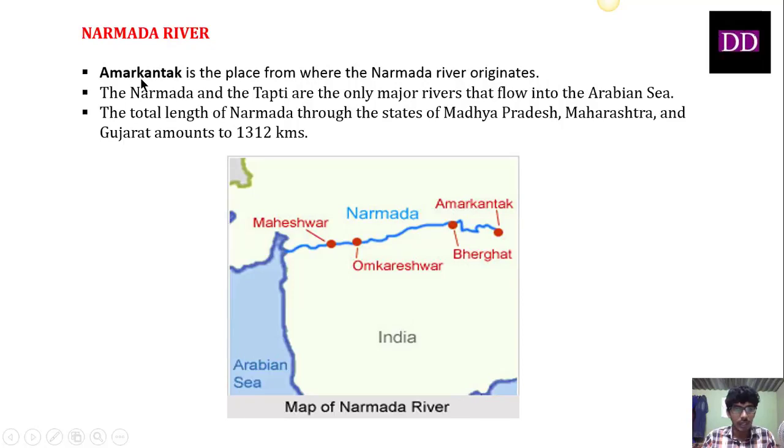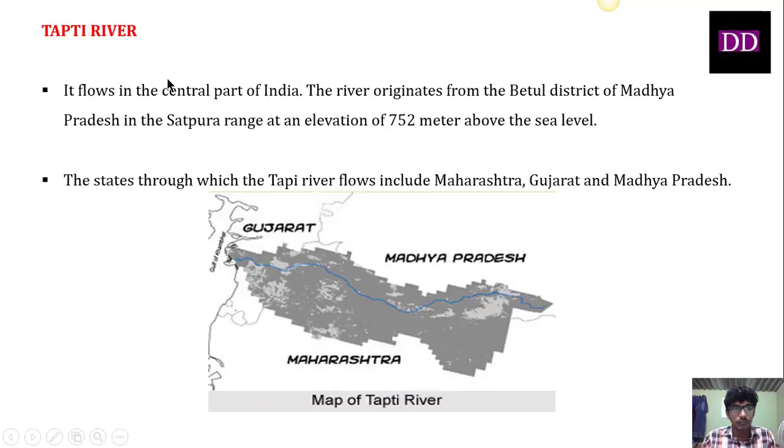Narmada River originated in Amarkantak. This is the place where it originates, and Narmada and Tapti are the only major rivers that flow into the Arabian Sea. The rest of the rivers flow into the Bay of Bengal. This is clear. Narmada River flows in the states of Madhya Pradesh, Maharashtra, Gujarat. The length of the river is 1312 kilometers. It originated in Amarkantak.